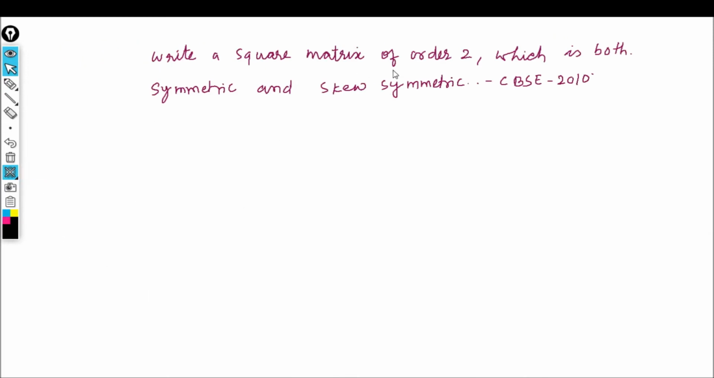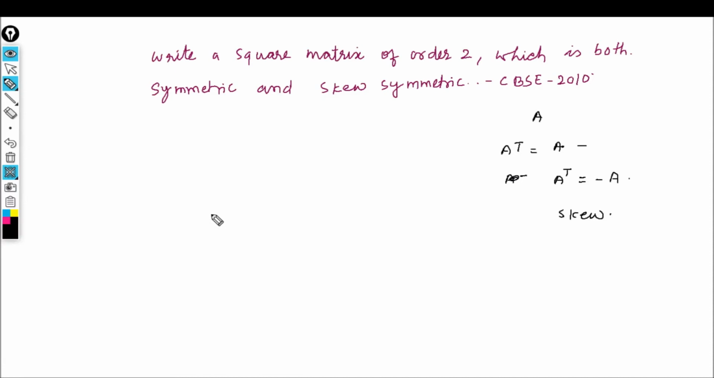Write a square matrix of order 2 which is both symmetric and skew symmetric. बच्चों, symmetric matrix की definition में बताइए. A square matrix A is said to be symmetric matrix if transpose of A is equal to A. And a matrix is said to be skew symmetric matrix if transpose of A is equal to minus A. Okay, this is skew symmetric and this is symmetric matrix.